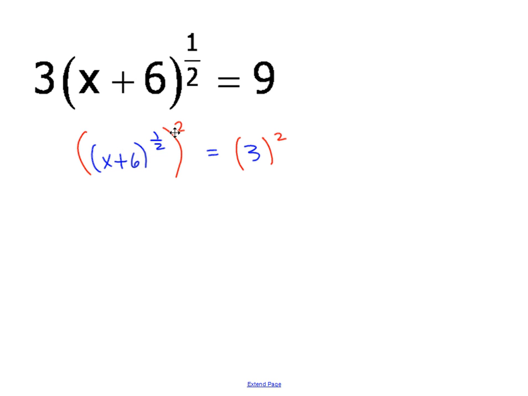The 1/2 times 2 is 1, so on the left I have x plus 6. On the right I have 9. Then I'm going to solve this equation. So when I subtract 6, I get that x equals 3.